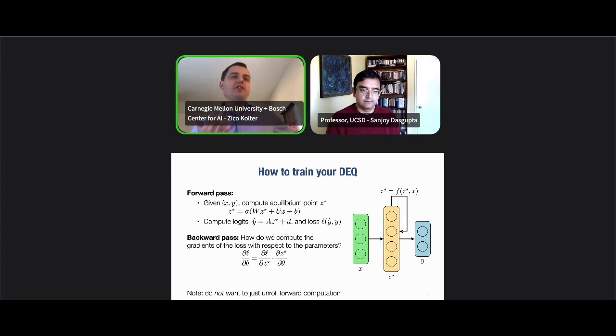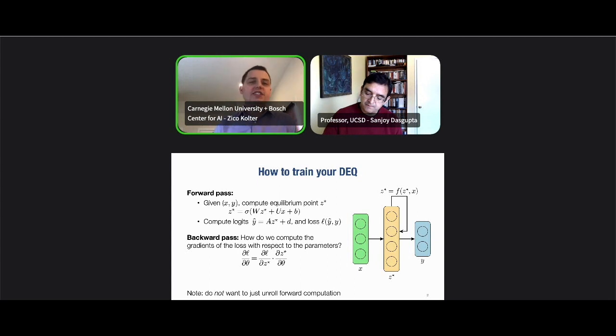Now the question is, how do we compute the gradients with respect to those parameters? So here theta denotes W or U or B, or if there are parameters within the activation function, it will also denote those. How do you compute the gradient with respect to the parameters? That's what we need, of course, to run SGD and actually train these models.